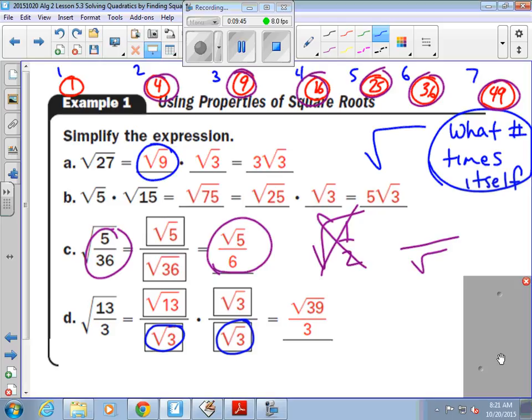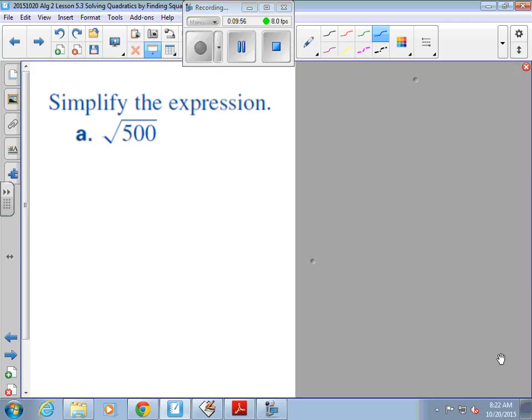So again, the same 3 questions you get. No, there's no perfect factor in 39. There's no fraction under the radical, and there's no radical at the bottom. On the back, everybody, simplify the square root of 500.